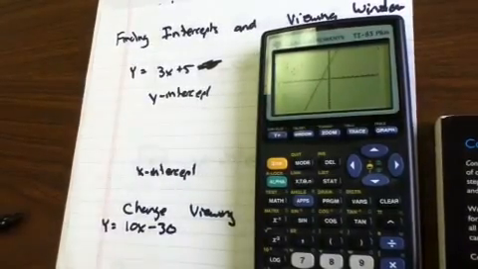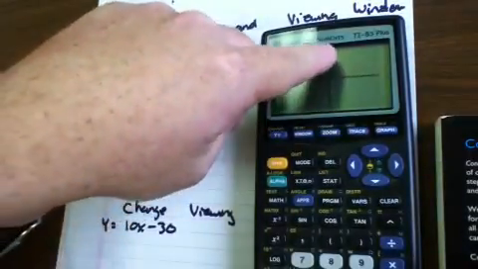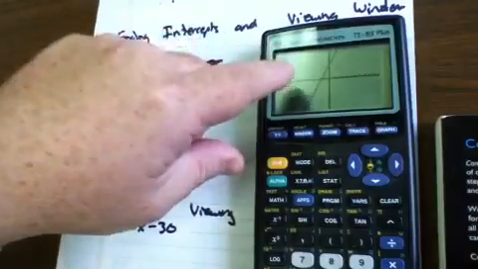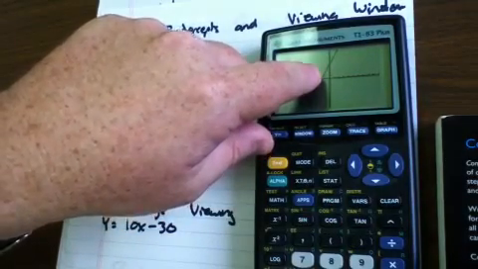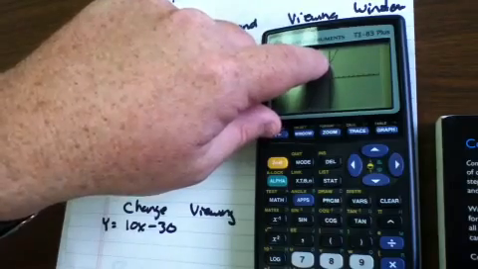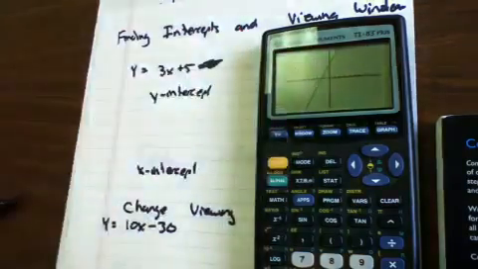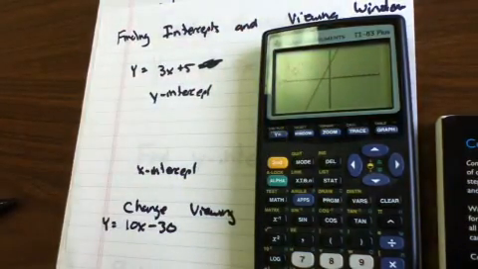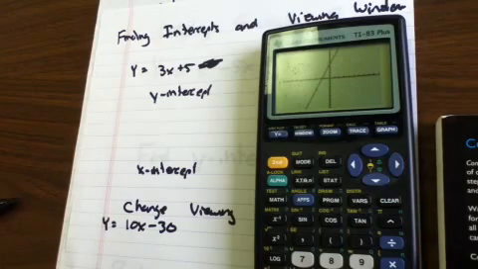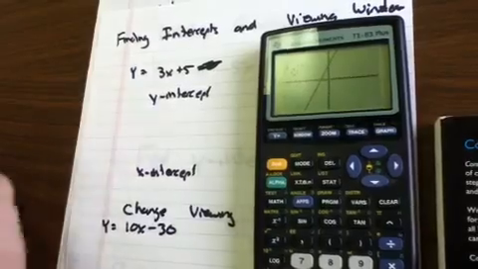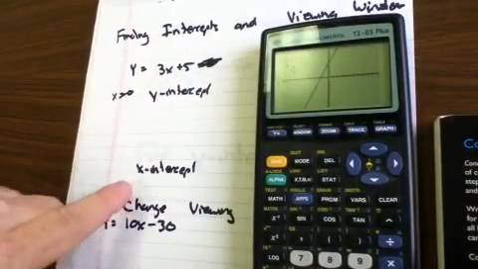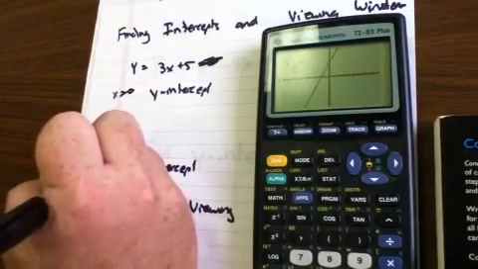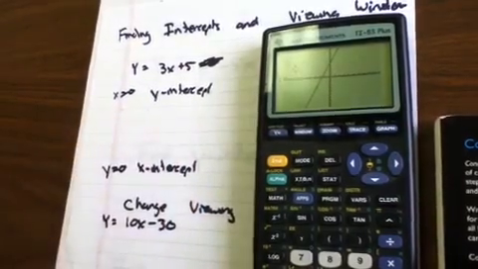In order to find the intercepts, we've got to make sure that the intercepts are in the viewing window. As you notice, the x-intercept, or the point where the graph crosses the x-axis, is in the window, and the y-intercept, the point where the graph crosses the y-axis, is in the window. So we can go ahead and find our intercepts using the calculator now. Algebraically, to find the y-intercept, all you're doing is plugging x equals 0 in. To find the x-intercept, we're simply plugging in y equals 0.